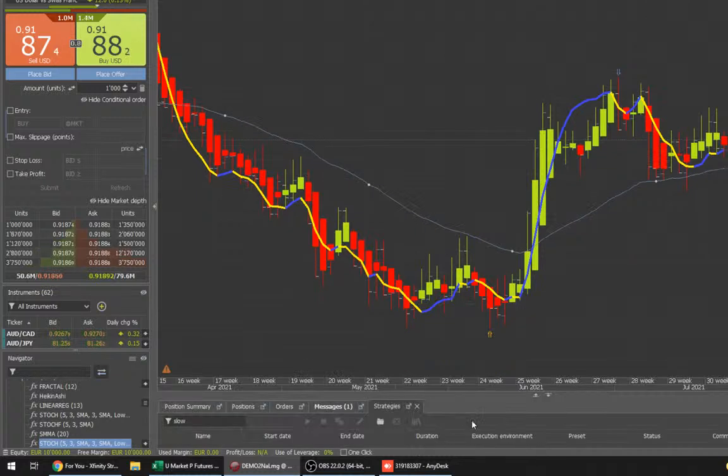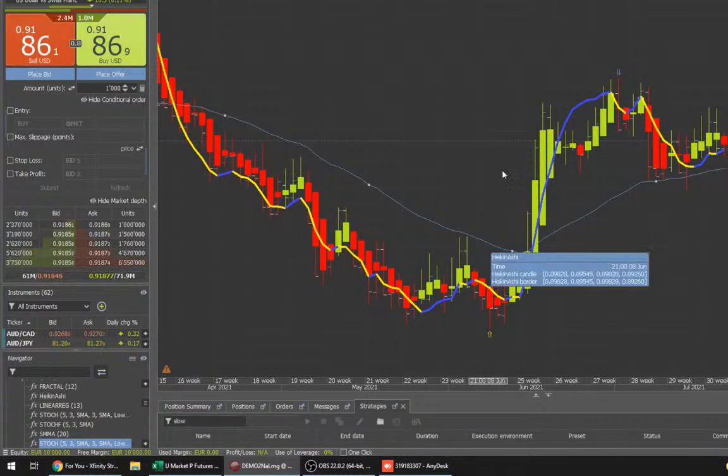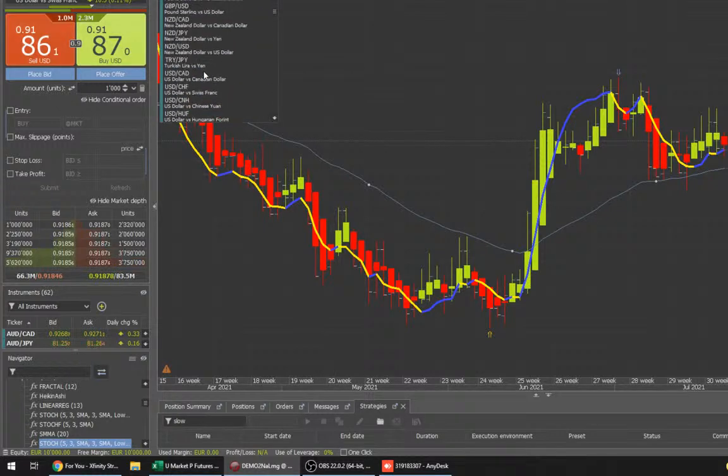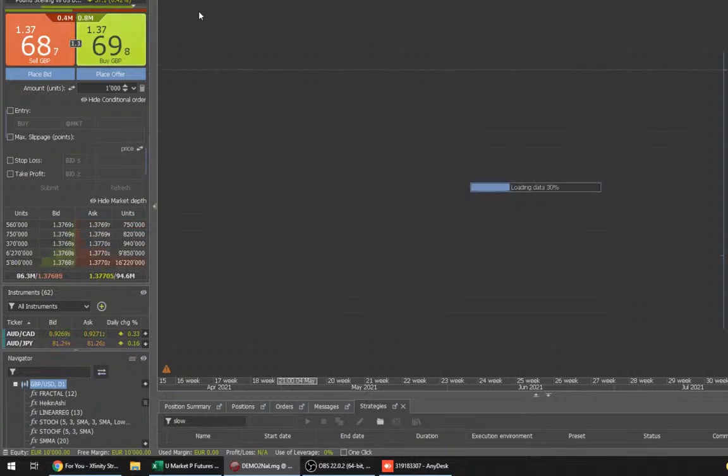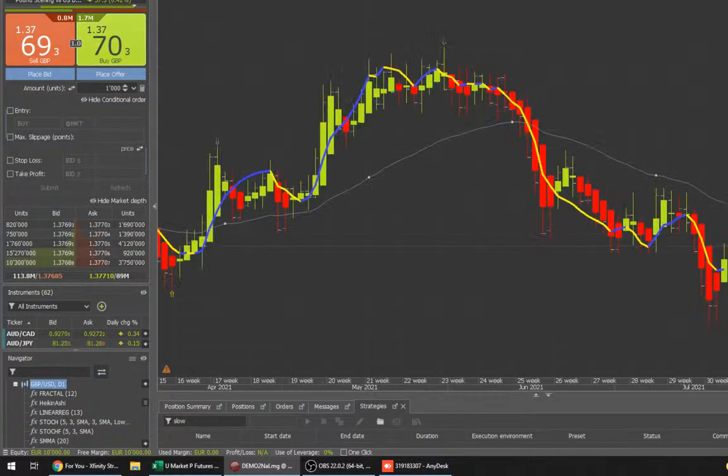Strategies? Position, orders, messages, strategies. All right, let's just check one more, and then I'm going to reinsert it. I don't want to reinsert something accidentally. And Mr. and Mrs. Cable gives us the true answer. Nope, nothing there either. All right, let's go back to the Swiss.